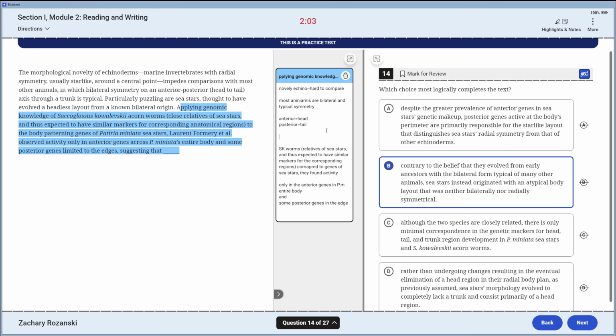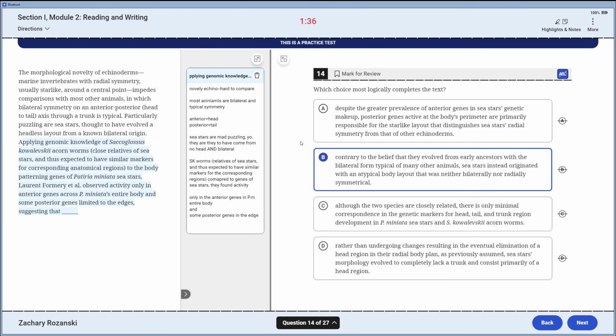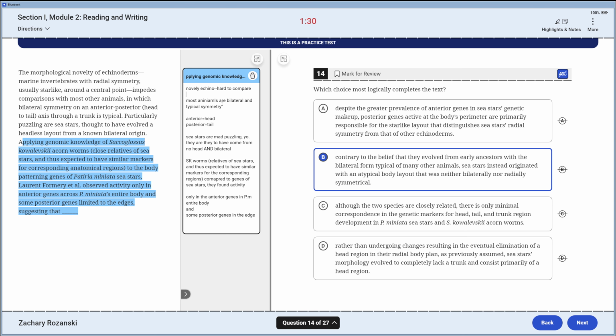Then I've got the final sentence, or the middle sentence. Sea stars are mad puzzling yo. They are thought to have come from no head, but, I guess but, and, just like a huge, no head and bilateral. Okay. Here's my summary. Here's what I've got. 90 seconds. It's okay. I noticed in my notes that it's hard to compare. Most are bilateral. Typical anterior is the head, posterior is the tail. Sea stars are mad puzzling. They've come from no head and bilateral.